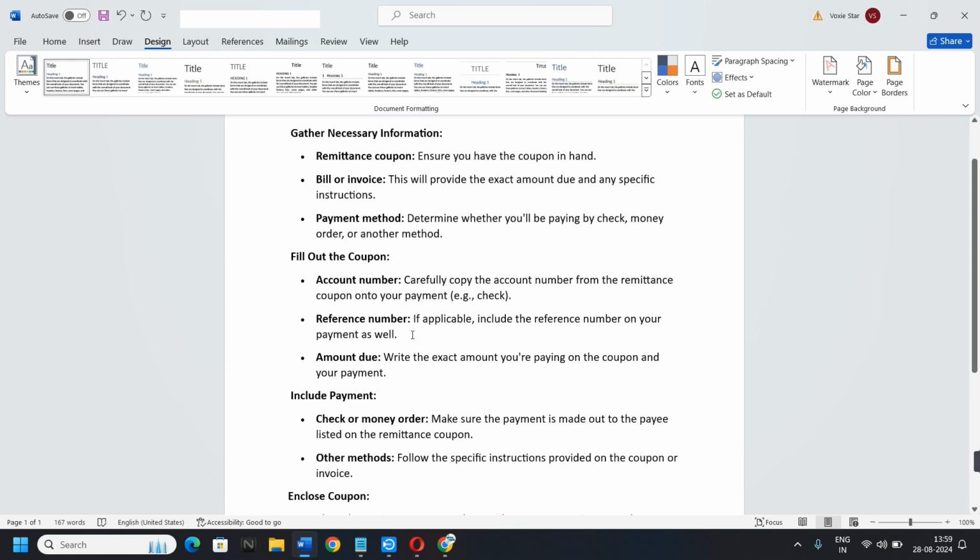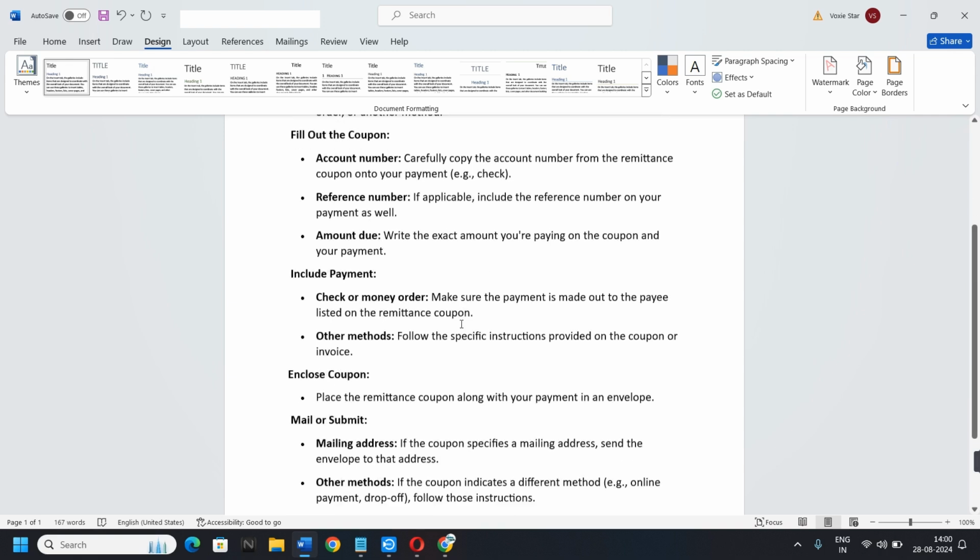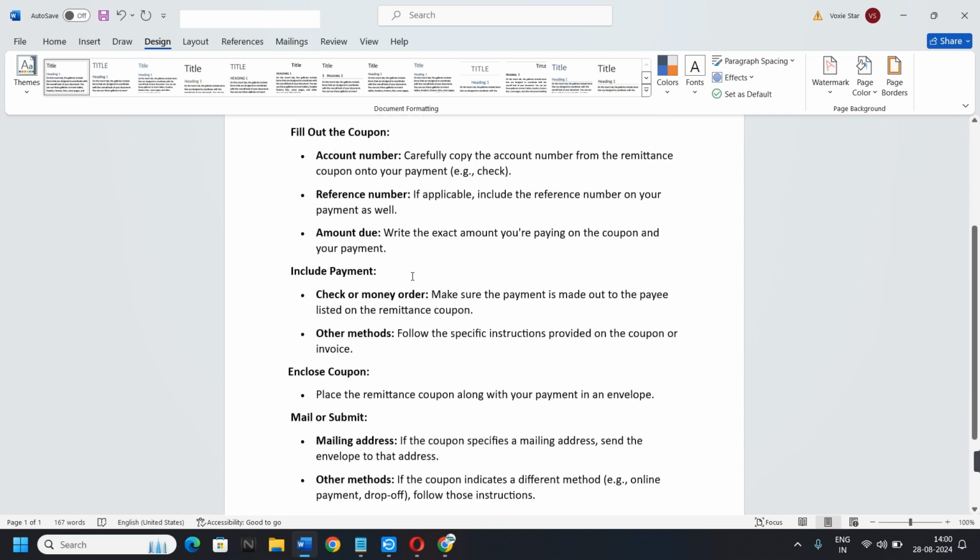In the second step, fill out the coupon. Account number: carefully copy the account number from the remittance coupon onto your payment, for example a check. Then reference number: if applicable, include the reference number on your payment as well. Then amount due: write the exact amount you are paying on the coupon and your payment.